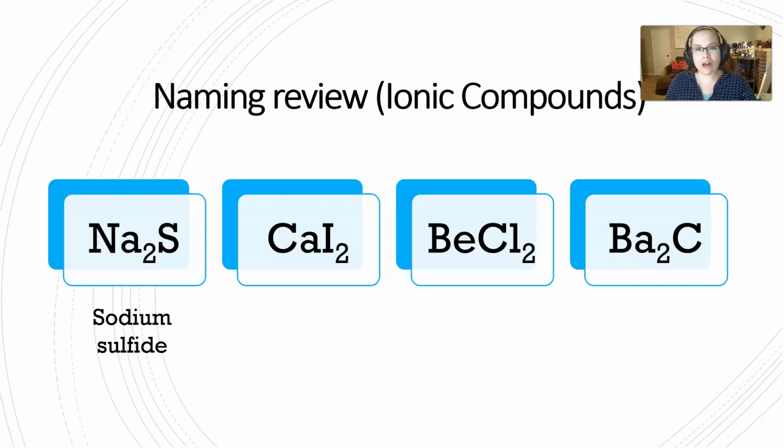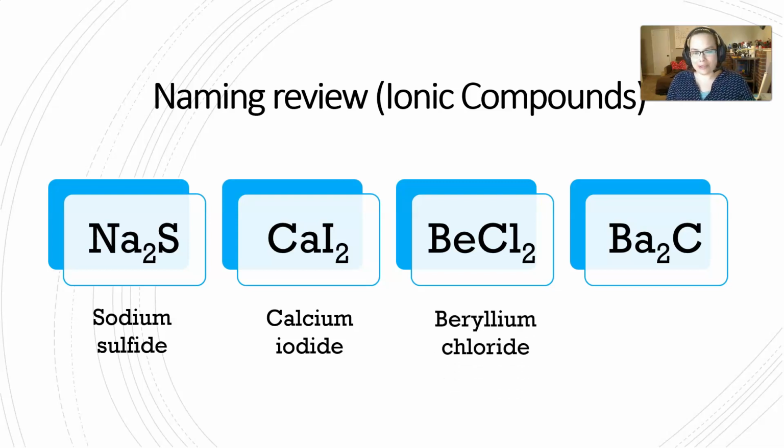For naming ionic compounds, you can totally ignore the numbers. You're just saying what the element names are. So, that second one, hopefully you figured out, is calcium iodide. The third one is going to be beryllium chloride. And the last one is going to be barium carbide.